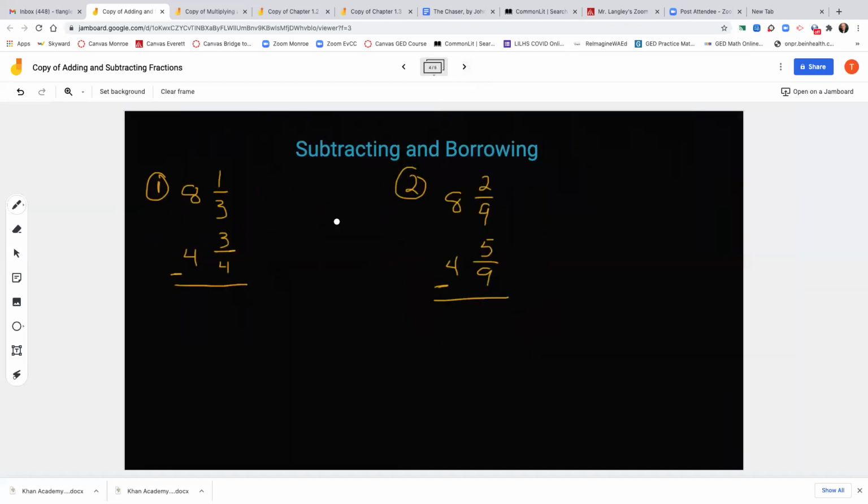All right. I want to talk to you about how to subtract and borrow. So if you want to write that down in your notes, subtracting and borrowing. I'm going to give you about 10 seconds here to copy this down.